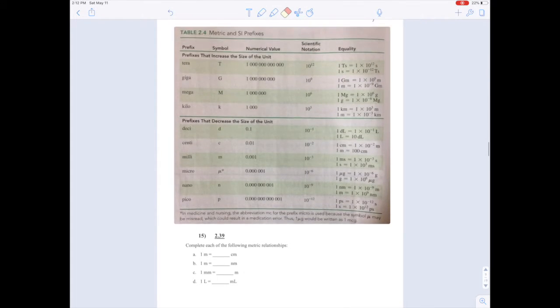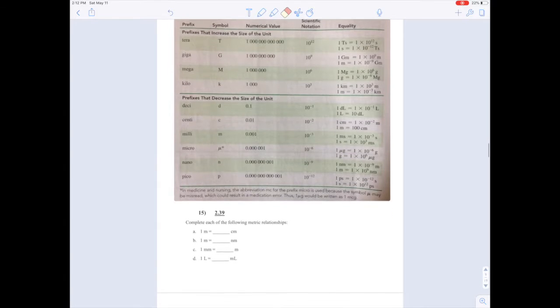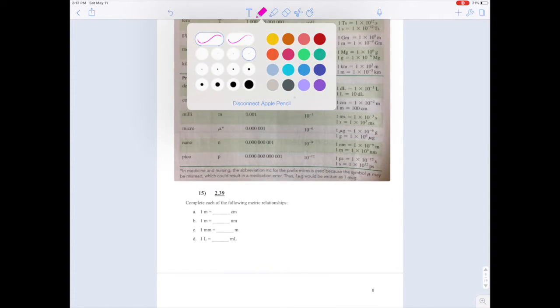Now a useful table for this would be table 2.4, though I should point out there are 3 of these relationships that you would definitely want to have memorized: centi, milli, and kilo. These are prefixes that can be used with any base unit, but just for the sake of practice, I'm going to use meters here. So we'll have a meter, meter, meter, meter, meter, and meter.